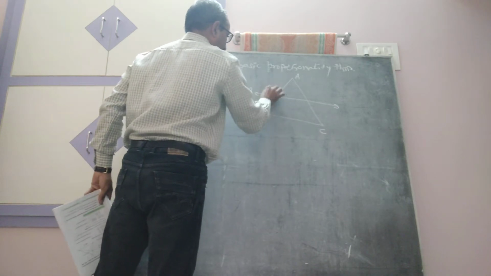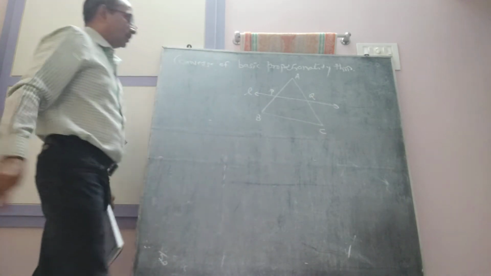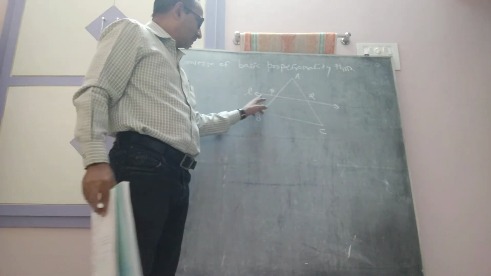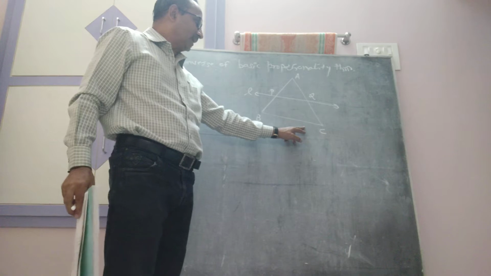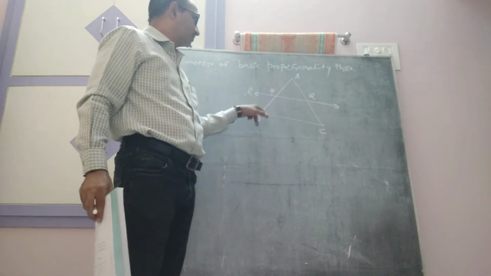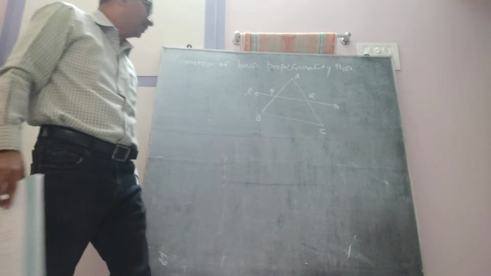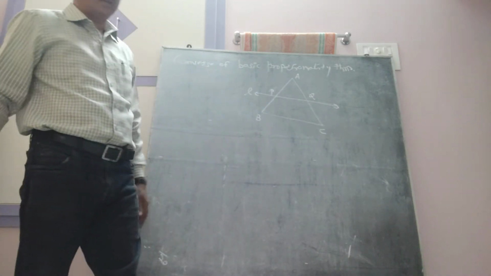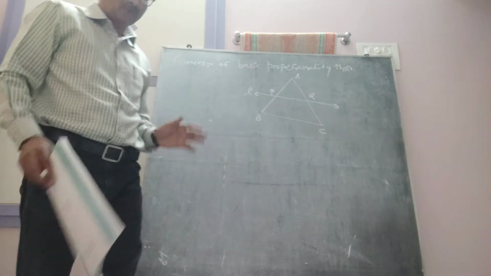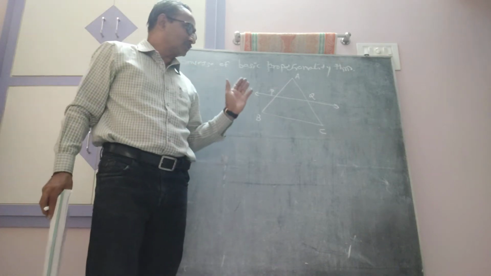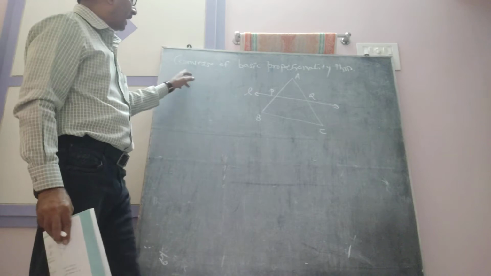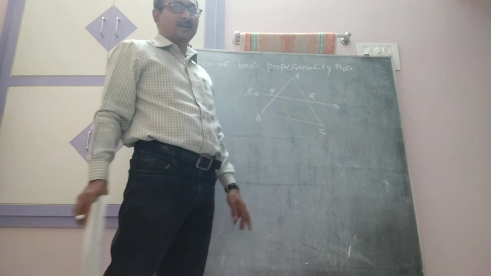We learned the theorem that if in a triangle a line which is parallel to a side of the triangle intersects the other two sides in two different points, then that line divides the two sides in the same proportion. That is the basic proportionality theorem we already learned.